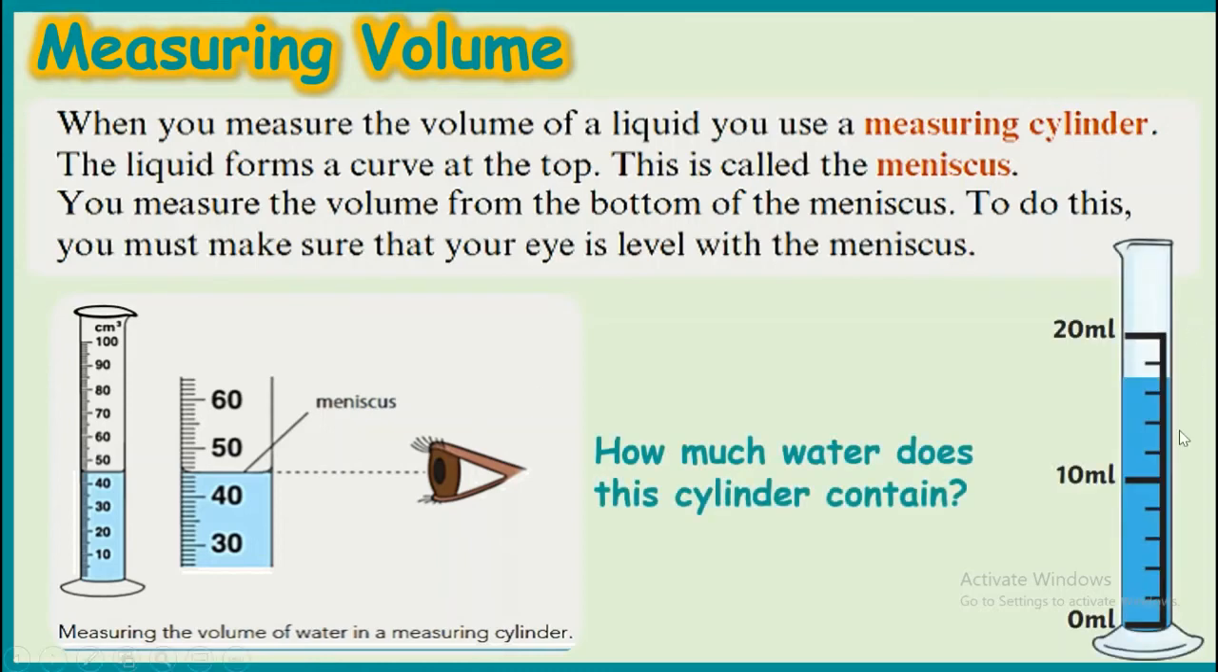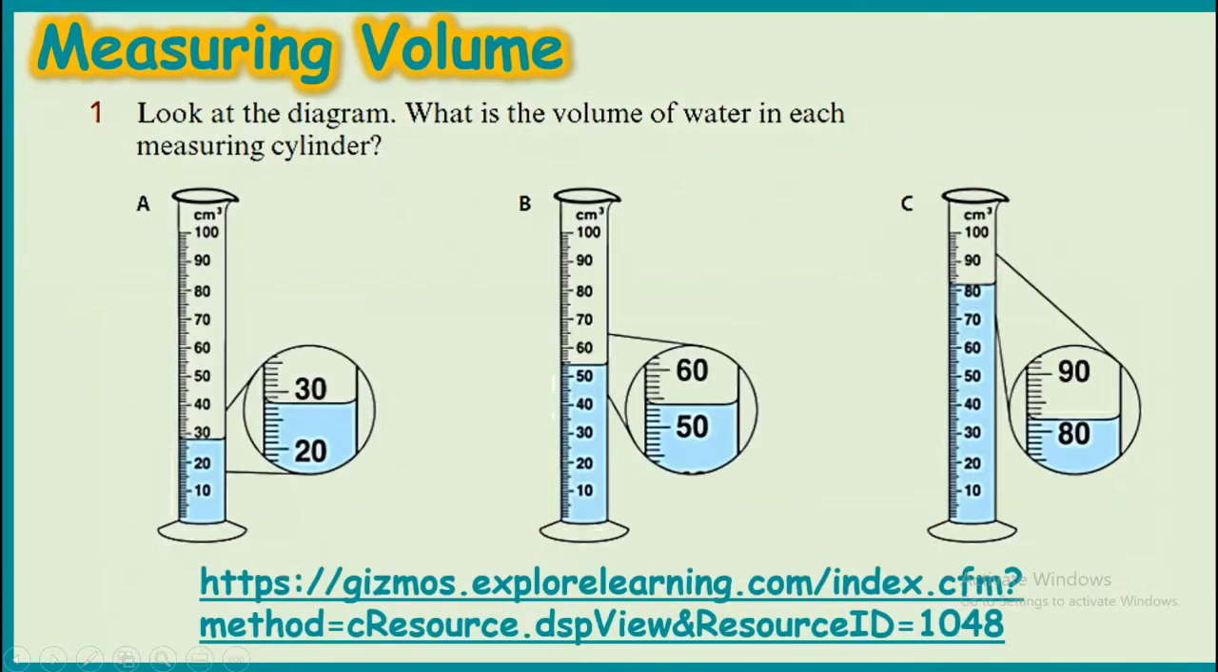Now this is a cylinder. You have to find out how much water is here. So you can see this is 0, this is 10, and this is 20. Now each division is 2 milliliters. So how much is this? 10, 12, 14, 16. Now this is 18 and the meniscus is between 18 and 16. So your reading must be 17 milliliters.